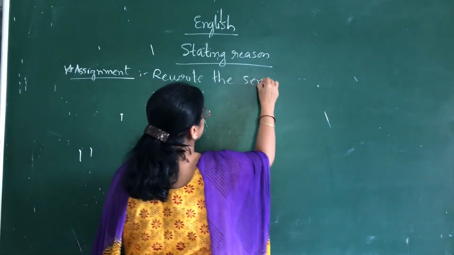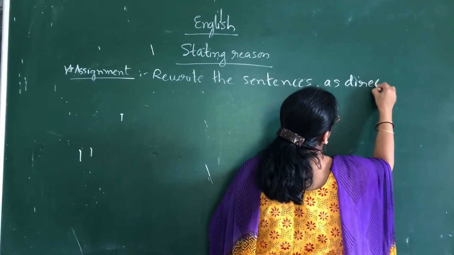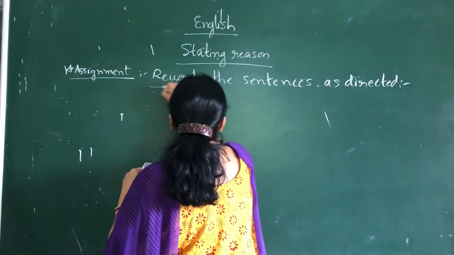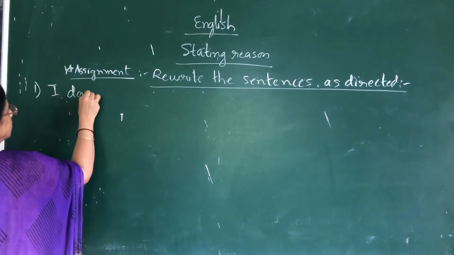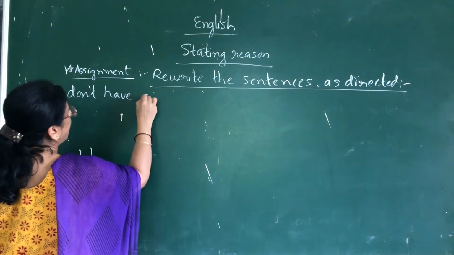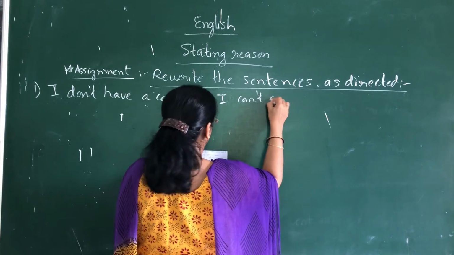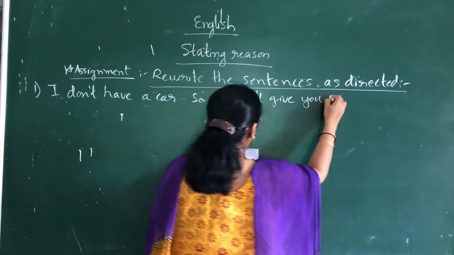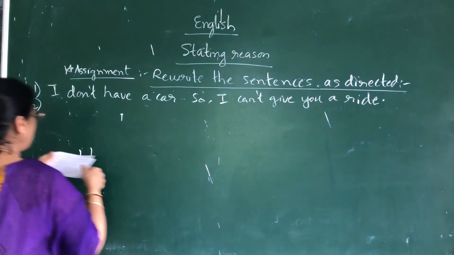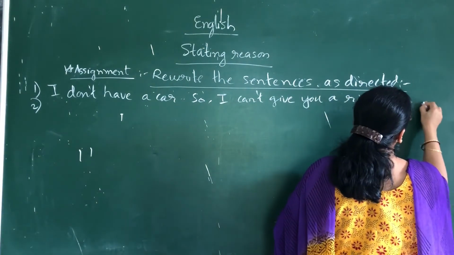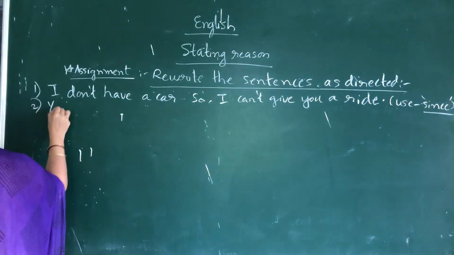Rewrite the sentences as directed. Just 5 sentences I am giving you. Copy down. I don't have a car, so I can't give you a ride. Use since. Next one.